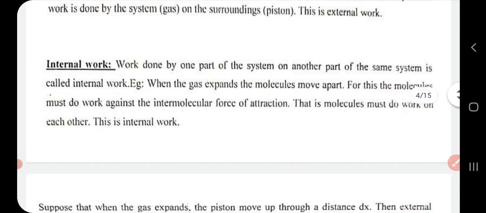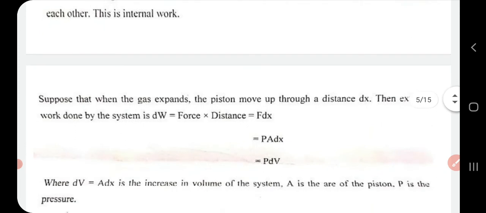Now internal work is nothing but work done by one part of the system on another part of the same system. That is, when the gas expands, the molecules will move apart. For this the molecules definitely have to do work against the intermolecular force of attraction, then only the gas will expand. So here work is done by the gas on itself, or work is done by one part of the system on another part of the same system. Here the molecules are doing work on each other. So this is called internal work. So study the difference between internal work and external work.